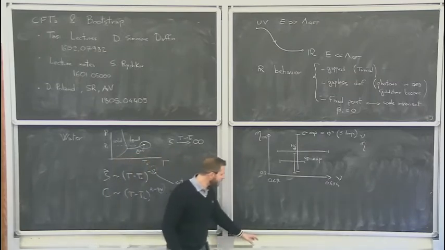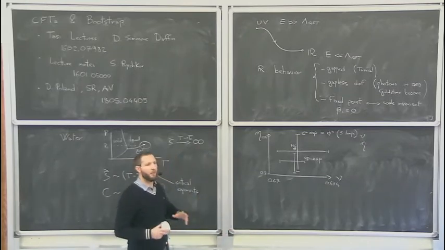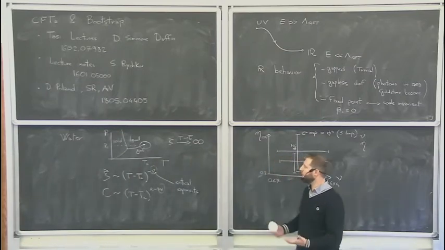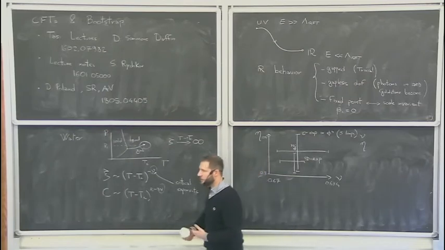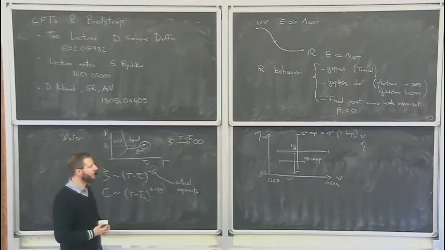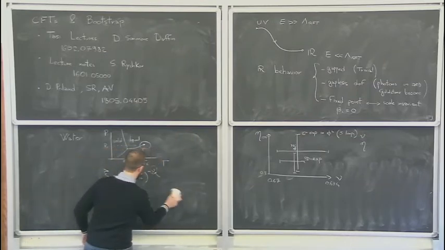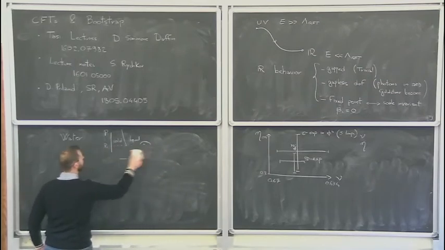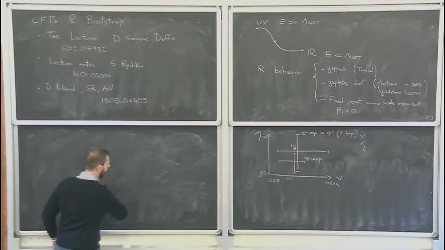The idea of the bootstrap is that we don't care about the microscopic description of the theory. We just want to study a system which is scale invariant. And as such, it has a very, very important symmetry, which is scale invariance and conformal invariance. And you want to study it only using the consistency conditions of the theory.